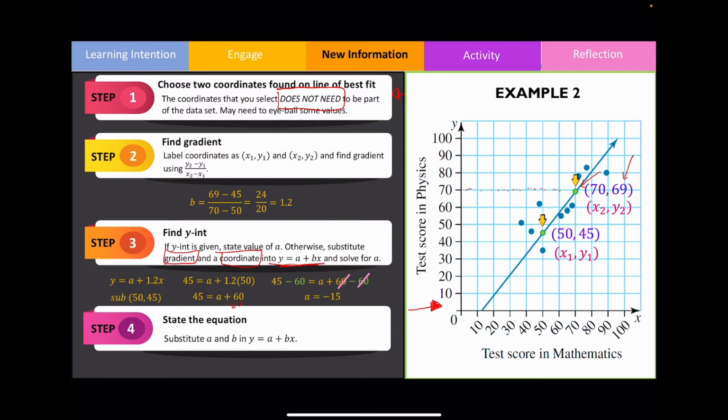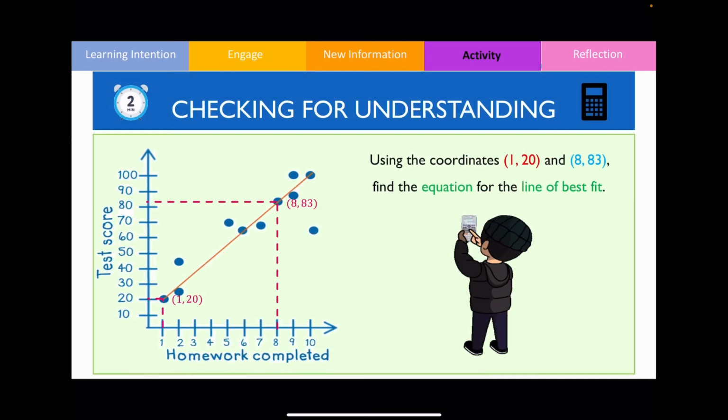So now all I need to do is substitute the values back into the original equation. So therefore, this is going to be our final answer. I would now like you guys to have a go at answering this question. Give yourself 2 minutes and then we'll go through the answers together.